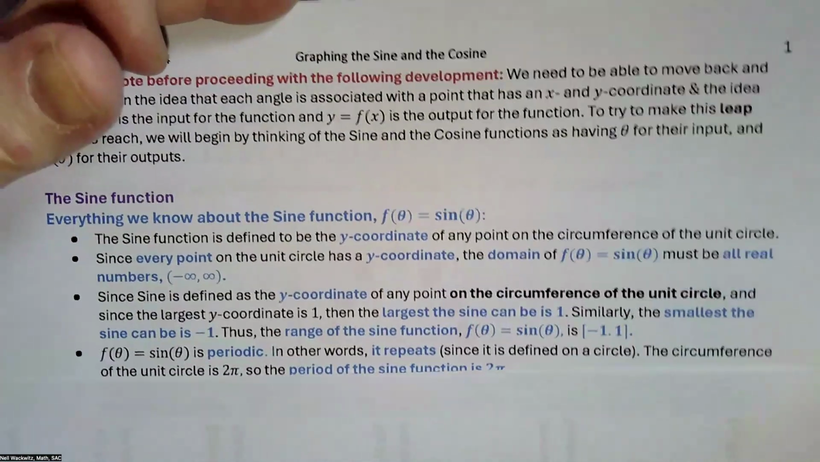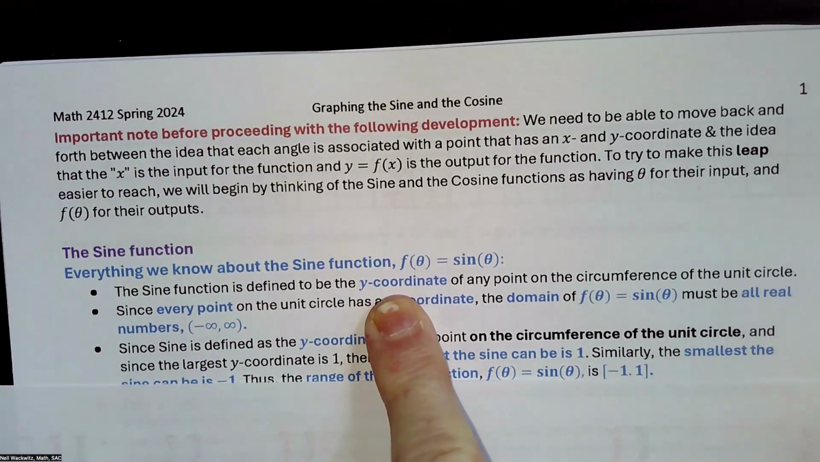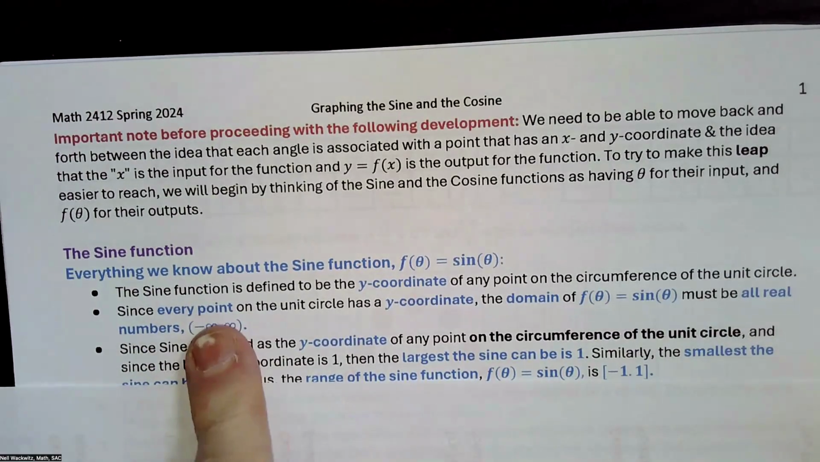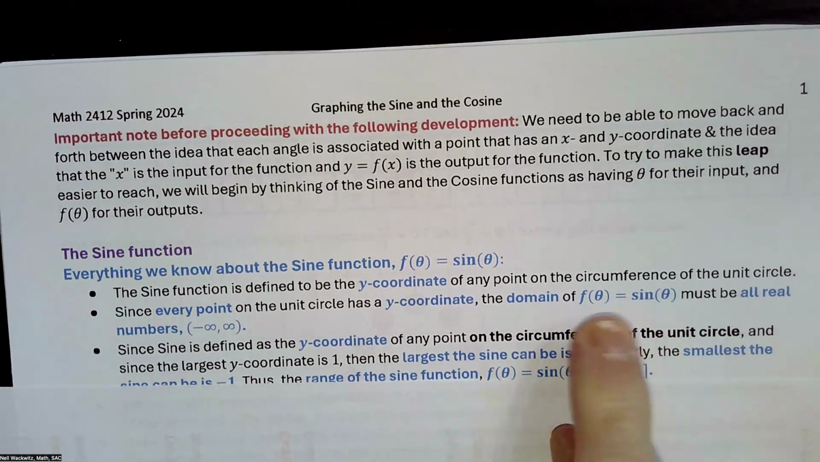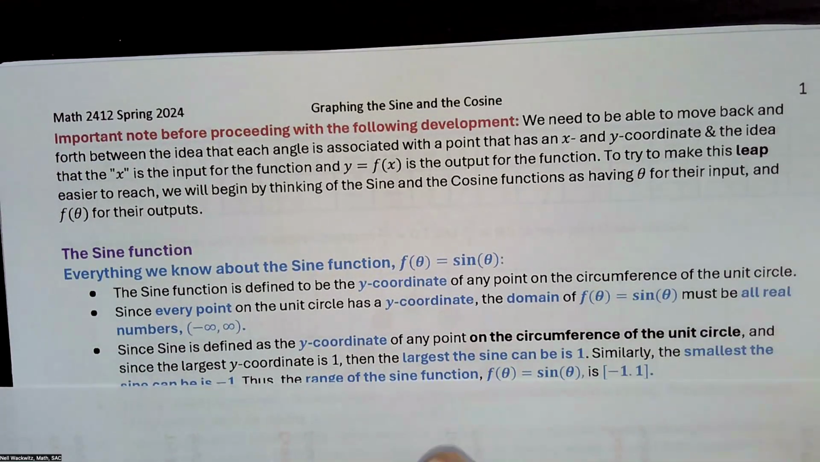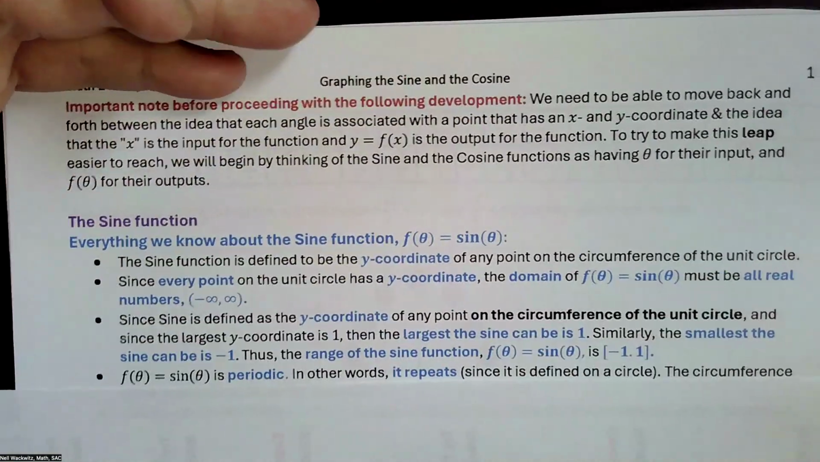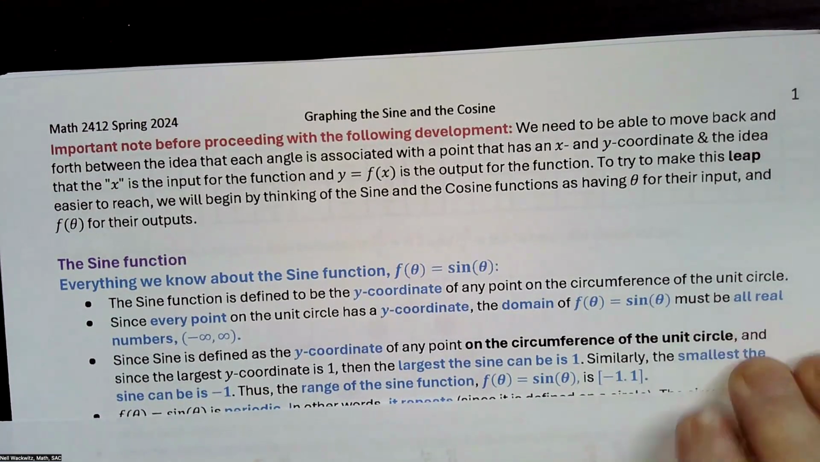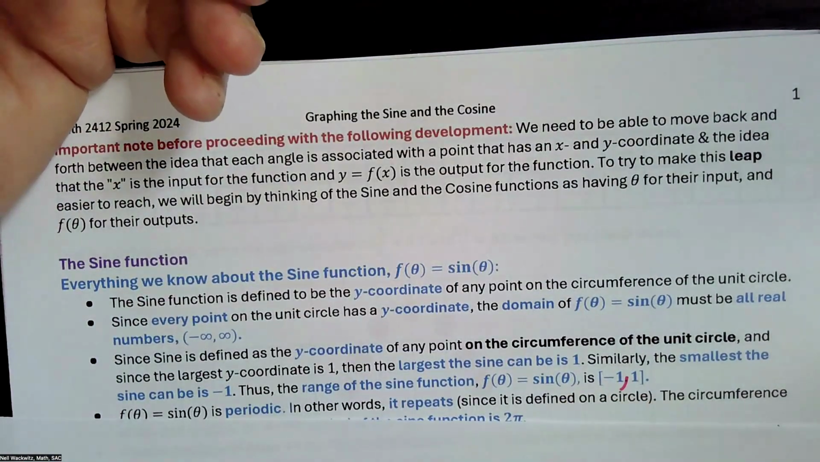So, things that we know about sine. We know it is the y coordinate of all of the points on the unit circle. And since every single point on the unit circle has a y coordinate, the domain of sine, y equals sine theta, is all reals, so theta can be any real number. The largest that sine can be is 1, and the smallest that sine can be is -1. So the range of sine is -1 to 1 inclusive.